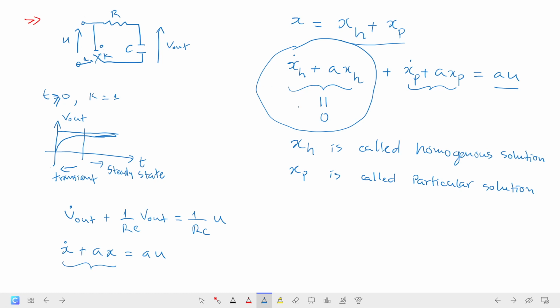So first, solve for the first step. Okay, now we have the first step, which is to solve for the homogeneous solution, which means H dot plus A H equals zero.